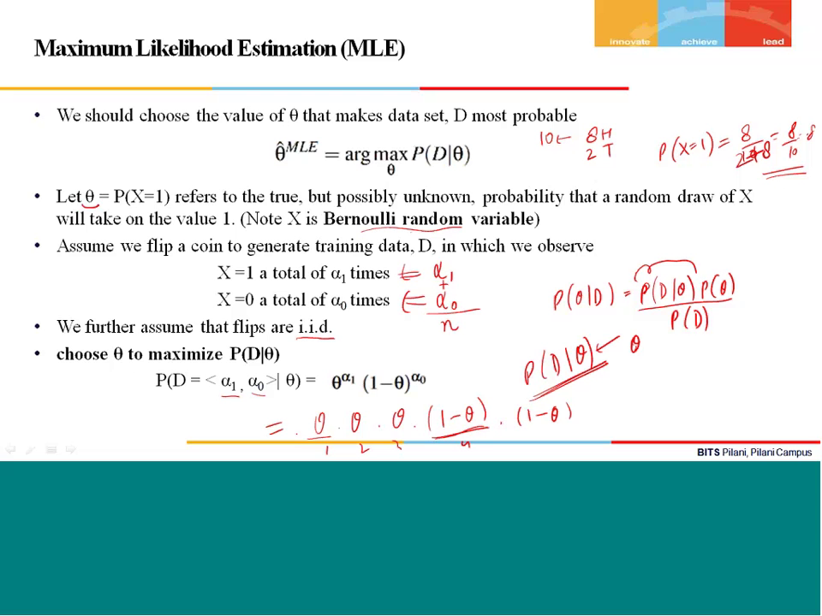So data likelihood will be the multiplication of all these terms. So that will be theta cubed times (1 minus theta) squared, because I get three heads and two tails. So that's why I come up with this expression of data likelihood. Similarly, if there are alpha 1 heads and alpha 0 tails, my data likelihood function will be theta to the power alpha 1 into (1 minus theta) raised to the power alpha 0. This is very trivial, right?